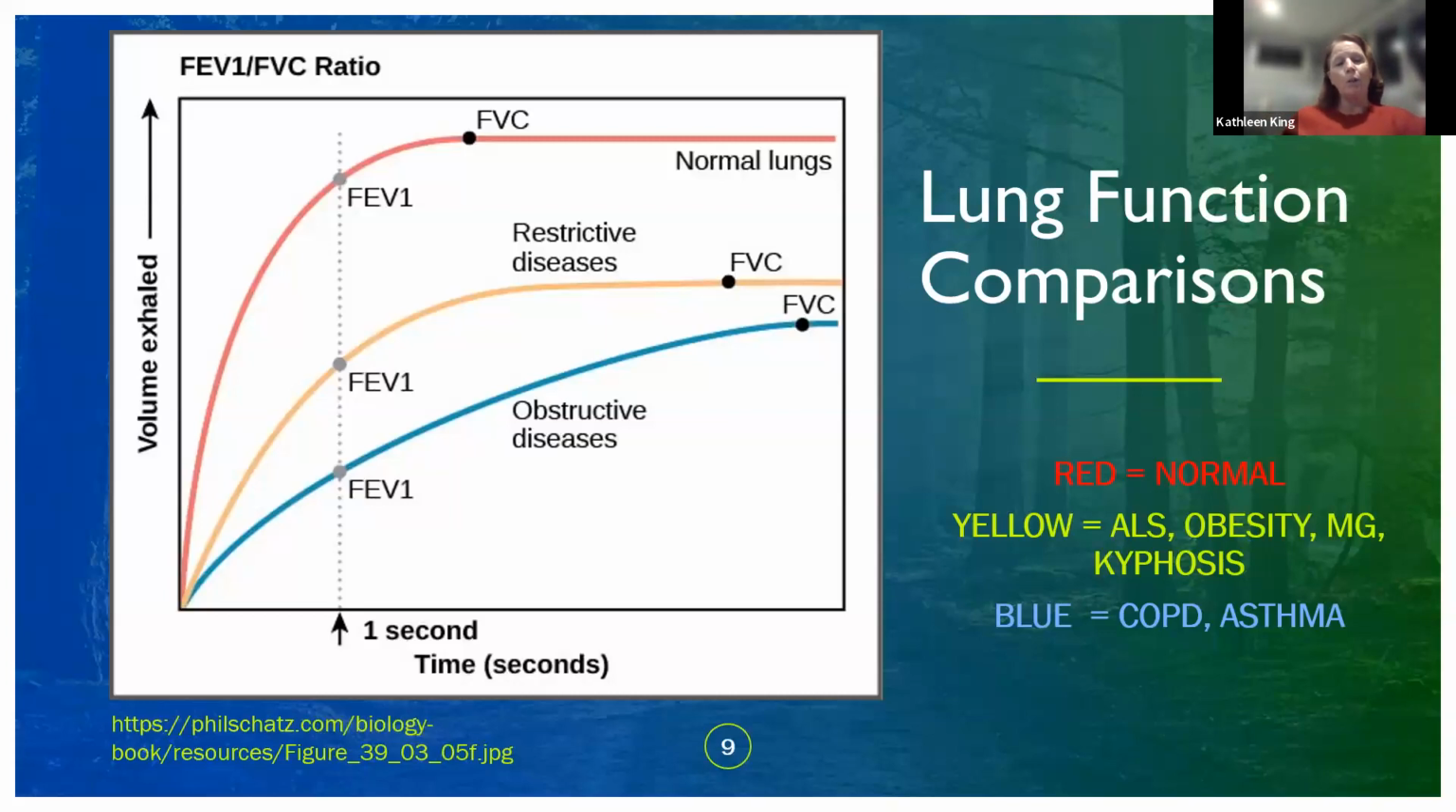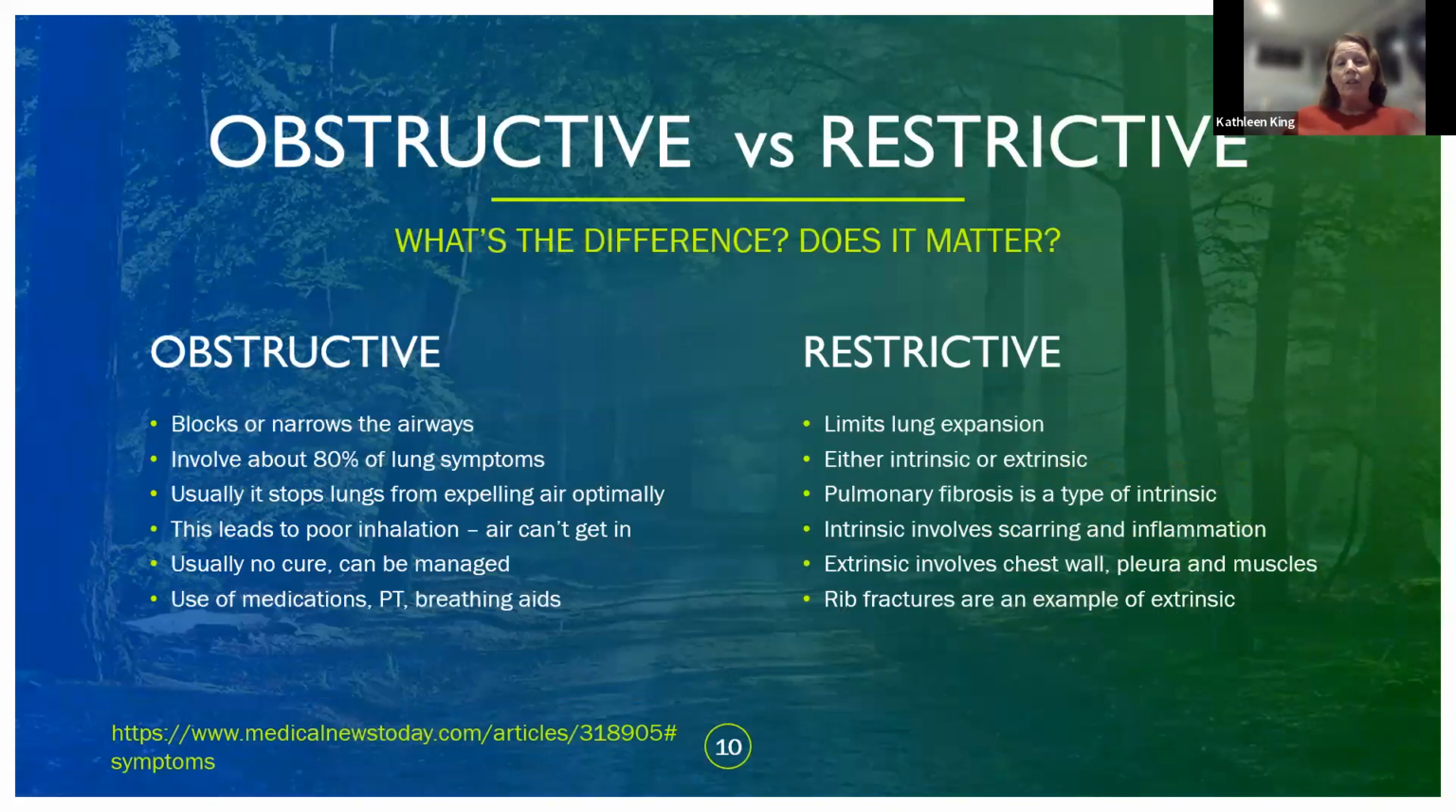And so look at that blue. Look how big the difference is between normal lung function. That's obstructive diseases, your COPDs, your asthma. That's why you feel like you can't take a deep breath, because you're not able to exhale at the same level. So obstructive versus restrictive. We talked about this. Obstructive is kind of what happens most of the time, but let's just talk about restrictive for a minute.